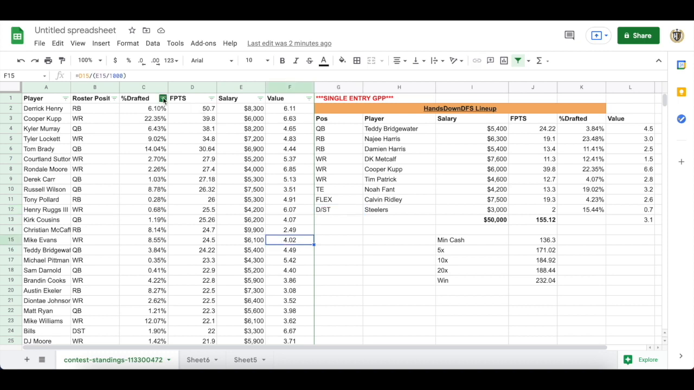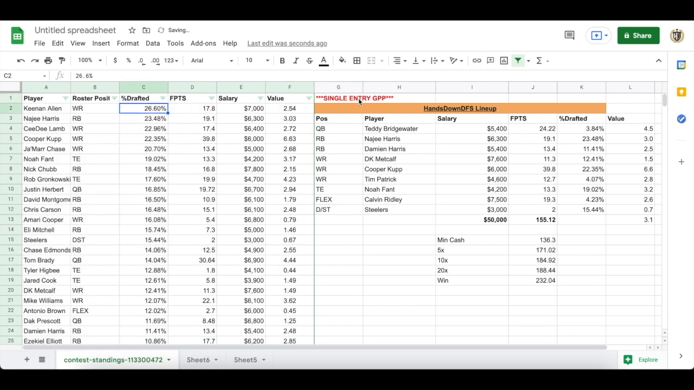And then when we look at who is the chalk, who everyone played, keep in mind this was a single entry GPP I pulled this contest information from. It will vary, obviously, if you're playing cash or at a 150 entry GPP. Last week, Week 1, we saw a lot of the chalk bust, less than 10 points for most of them. This week, it was just kind of average.